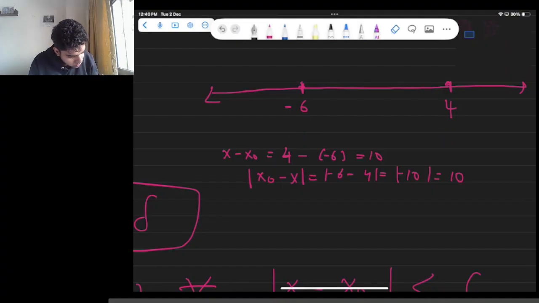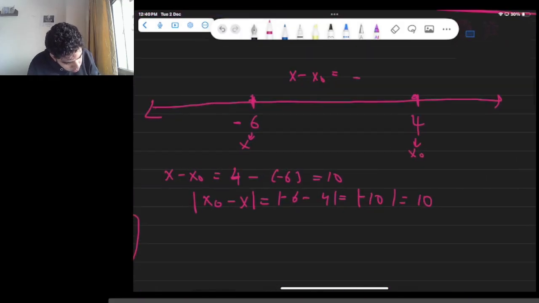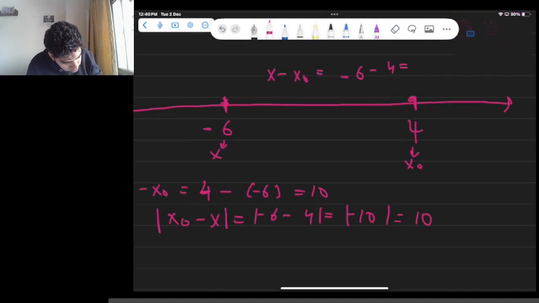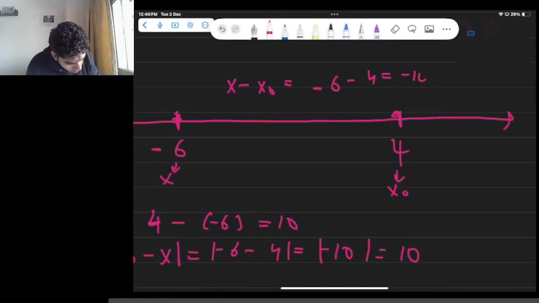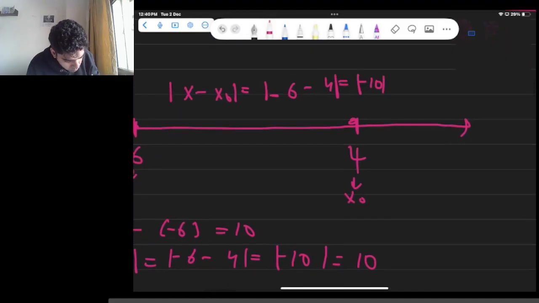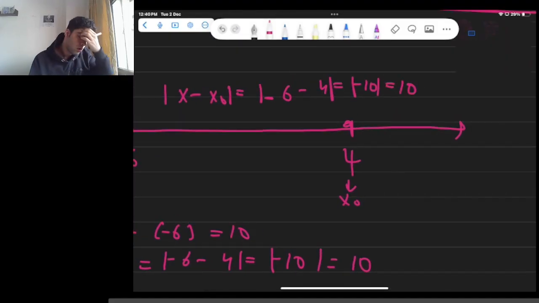It could have been like this also, that this is x naught and this is x, and now x minus x naught turns out to be negative, right? So this is negative, and that's why we put a mod, because we are measuring the distance and distance is always positive. Now in practice, x naught and x won't be this far, because we are talking about local maximum and local minimum points.